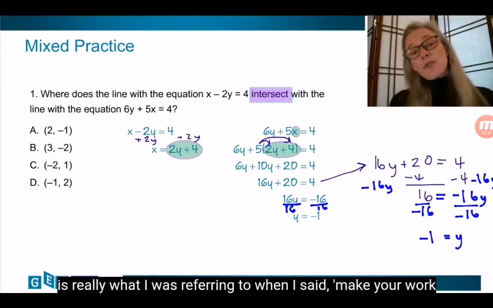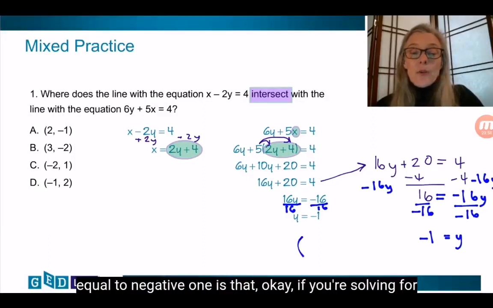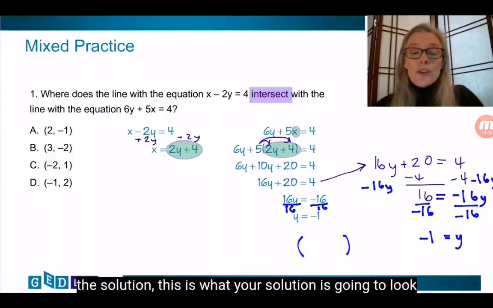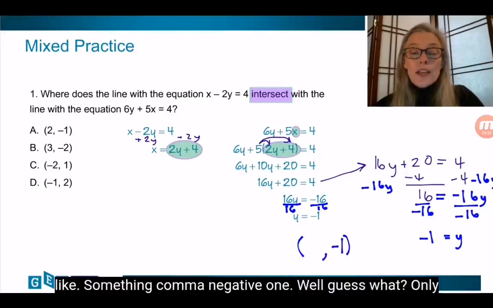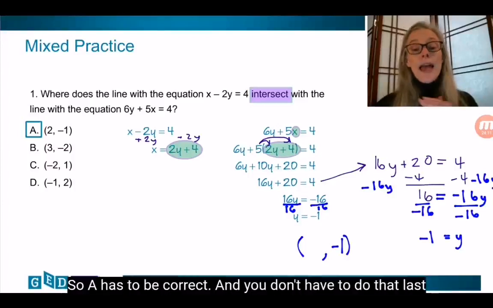And so this is really what I was referring to when I said make your work as easy as possible. What you know when you see that y is equal to negative 1 is that if you're solving for this solution, it's going to look like something, comma, negative 1. Well, guess what? Only one of the answer choices has negative 1 in that y spot. So A has to be correct.